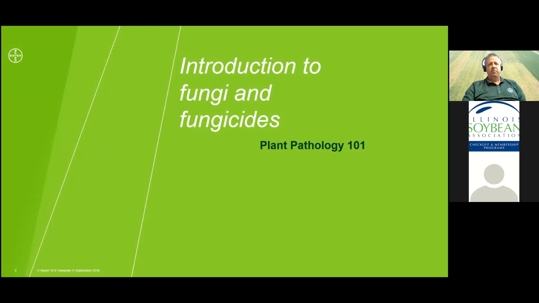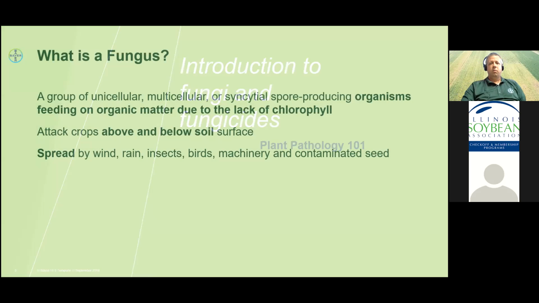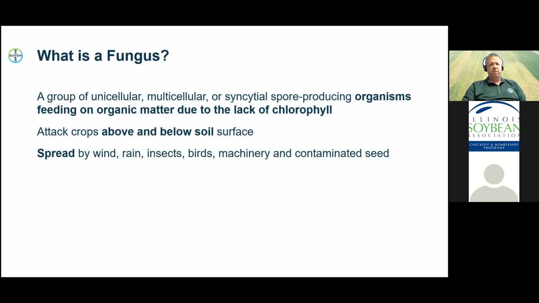So I'm going to start off talking about what is a fungus and what are fungicides. I kind of titled this Plant Pathology 101. It's probably information that most of you are familiar with, but I thought it would be good to set a baseline of what we're talking about. So very basically, what is a fungus? You can read the definition there. It's a group of unicellular, multicellular, or syncytial spore-producing organisms feeding on organic matter due to a lack of chlorophyll.